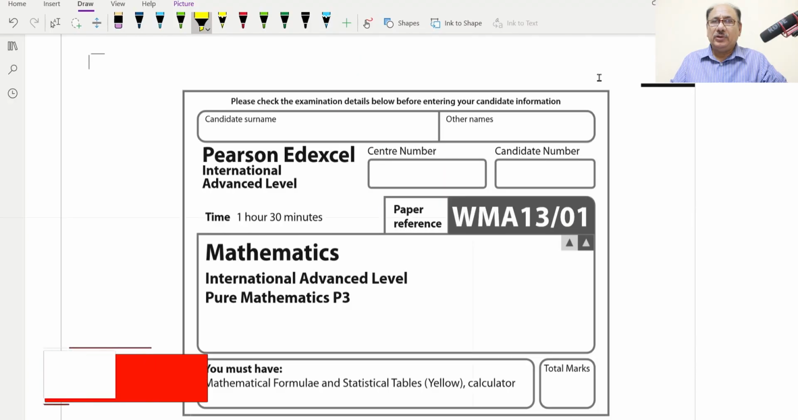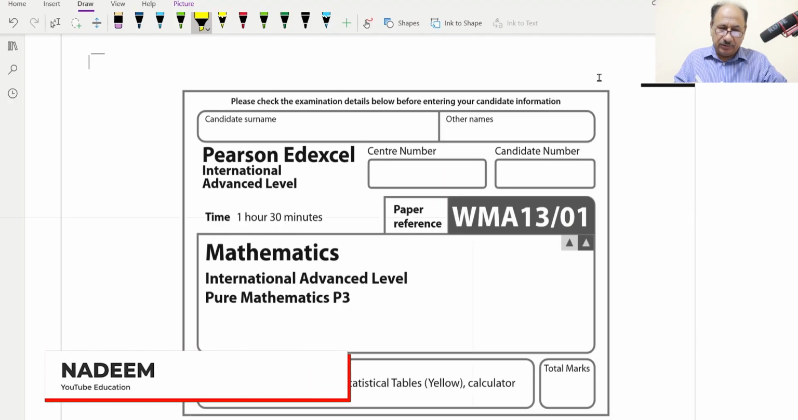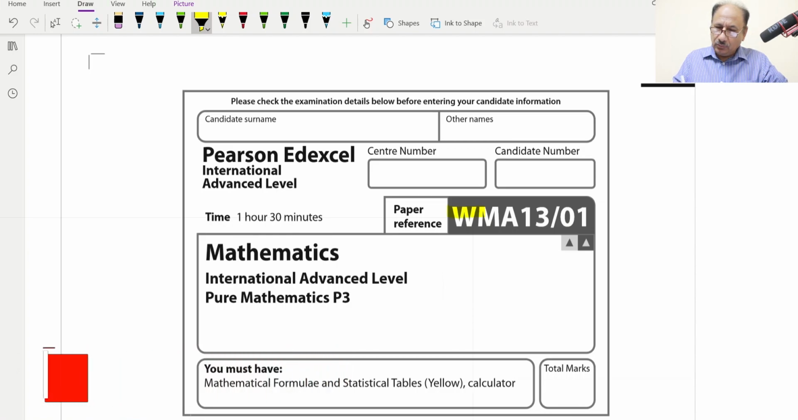Hello everyone. Today we'll be going through the Pearson Edexcel International Advanced Level Mathematics paper. The code is WMA13/01, Pure Mathematics paper 3. This is from unseen material.